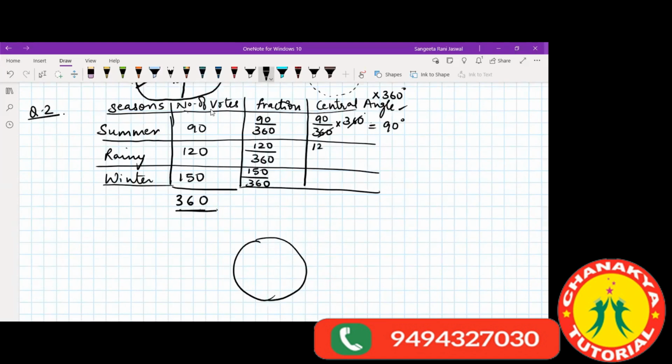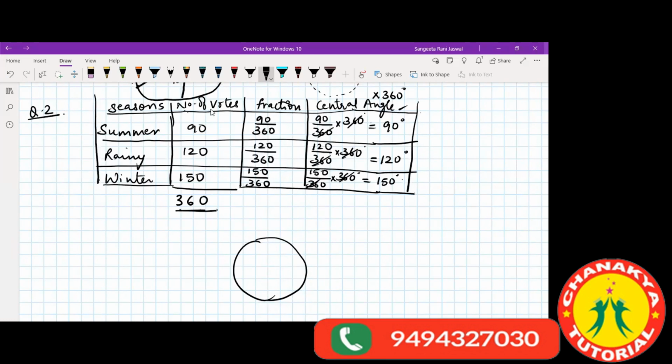So 120 by 360. That was the reason I was not cancelling here, because it's getting cancelled here only. So the central angle is 120, and here the central angle will be 150 by 360 into 360. So 360, 360 gets cancelled. This is 150 degrees, right? So our central angles are 90 degrees, 120 degrees and 150 degrees. Okay, children? Have all understood this part?